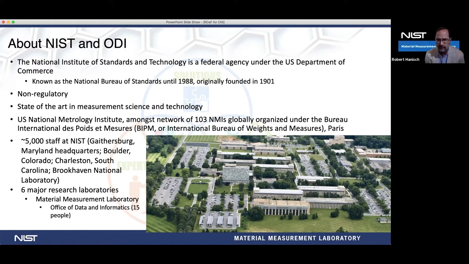We have about 5,000 staff, most of them at our headquarters site in Gaithersburg, Maryland, but a number in Boulder, Colorado, also some in Charleston, South Carolina, and a small contingent resident at the Brookhaven National Laboratory on Long Island. Within NIST, there are six major research laboratories. I belong to the Material Measurement Laboratory, and my Office of Data and Informatics is quite small, only about 15 of us. But I like to say that we punch above our weight class, having influence over the way that we manage data at NIST.